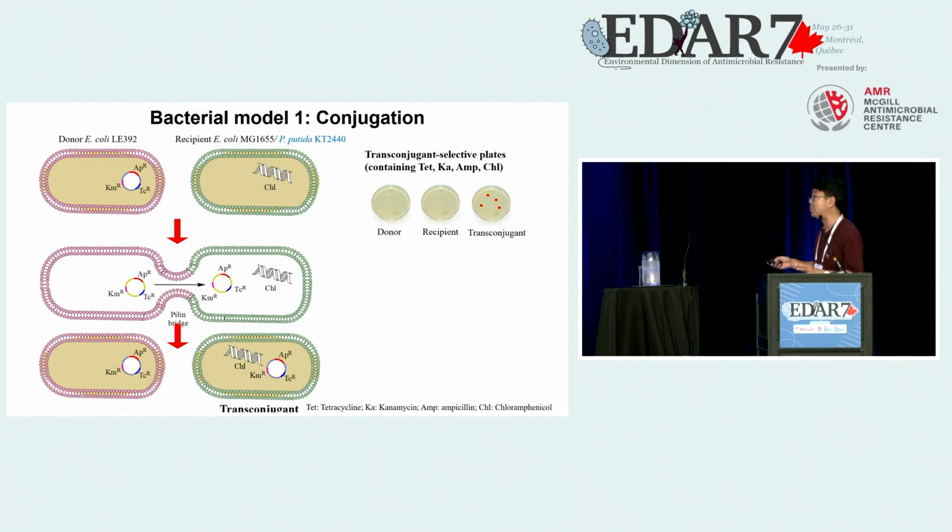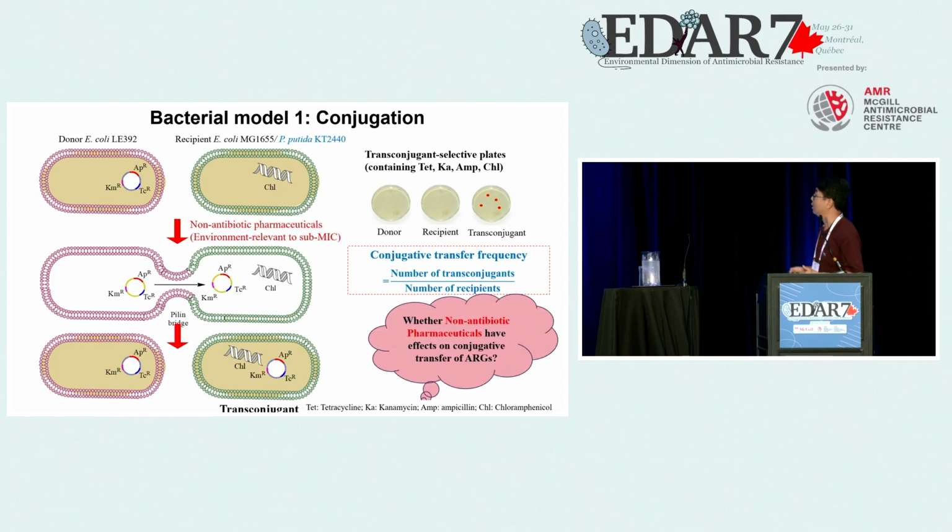Now you can imagine the donor can't grow, because the donor is very sensitive to CHL antibiotics. The recipient doesn't grow either, because the recipient is very sensitive to the other 3 antibiotics. Only transconjugants can grow on that selective plate. Then, based on this equation, we normalize the number of transconjugants to the total number of recipients, so we can get the transconjugation frequency.